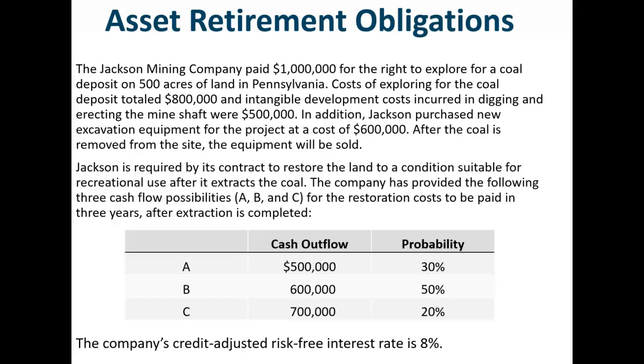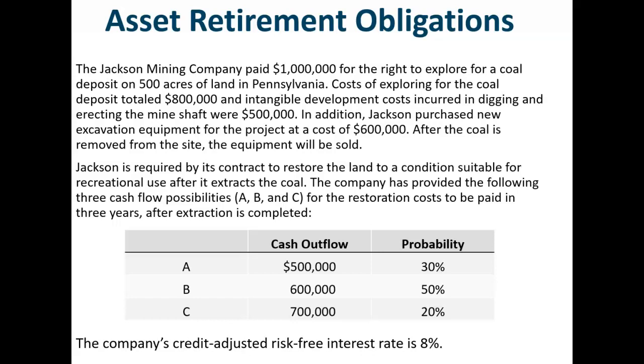Illustration 10-6 in your textbook is an excellent example of calculating the cost of a natural resource, including restoration costs and the related asset retirement obligation.